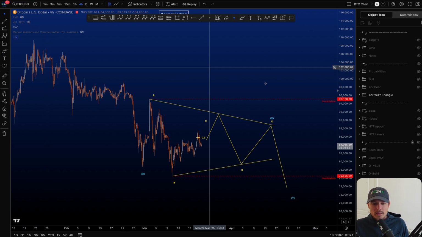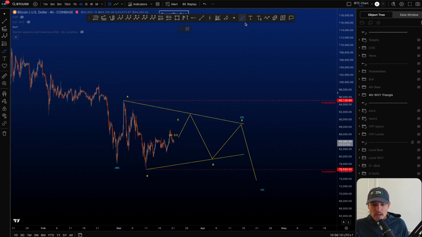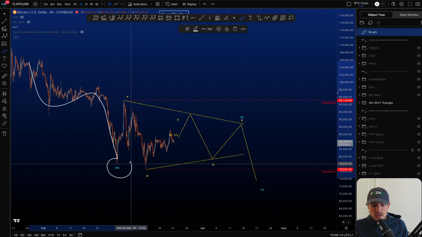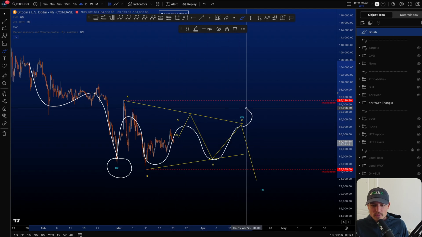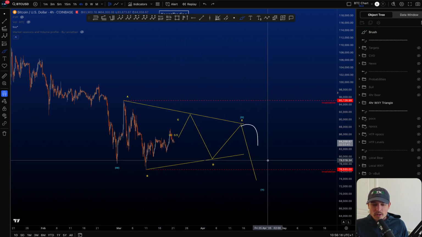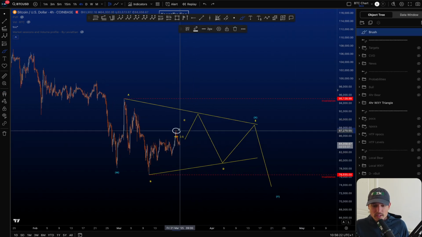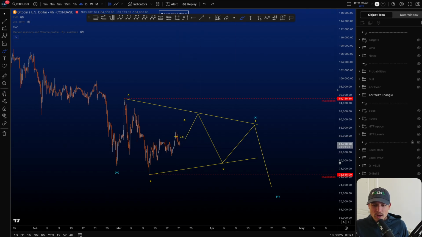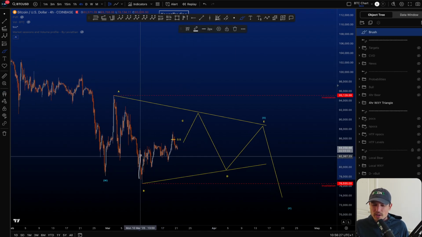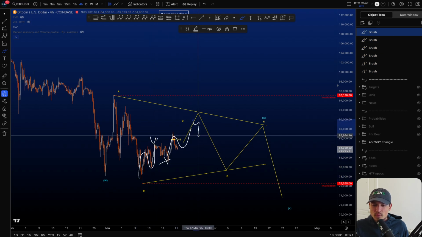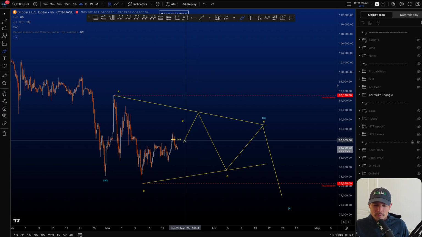First of all, a WXY structure with currently a triangle in a wave X. So we then have a 3-wave structure in a W, a running triangle in a wave X, and then we would look for another wave Y to the downside. Currently, we're working on this wave C, or it has finished at the current high, but for the sake of structure, it would actually be nicer to label this as a W, get an X, and then look for another Y. So it's more spread out, takes a bit more time.